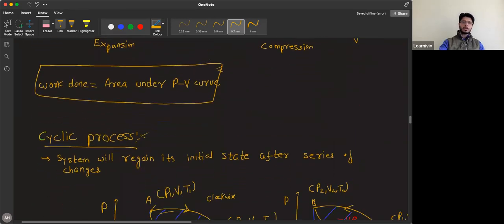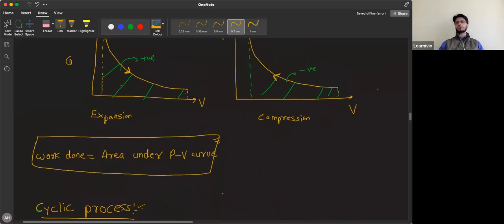There is one more thing here, which is the cyclic process. A cyclic process means a process in which the system regains its original configuration. Original configuration means, let's say you start with a gas. Initial pressure of the gas is 180.